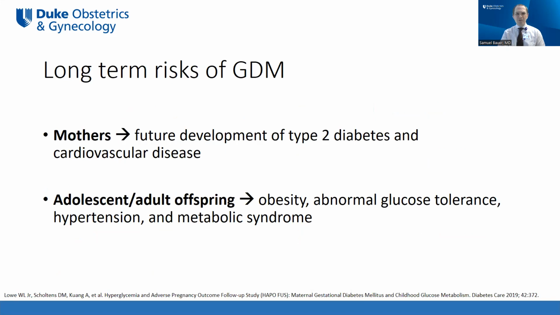And there are certainly long-term risks from gestational diabetes as well. Mothers can go on to develop type 2 diabetes later in life, as well as cardiovascular disease. And those fetuses, neonates that then go on to become adults are at increased risk for obesity, for their own abnormal glucose tolerance, as well as hypertension and other metabolic syndrome.